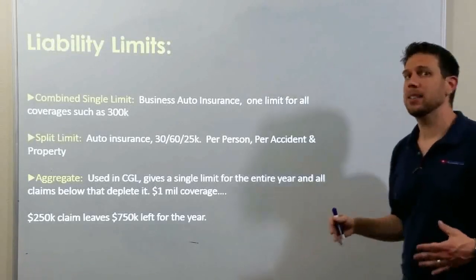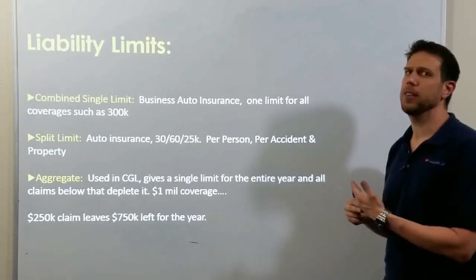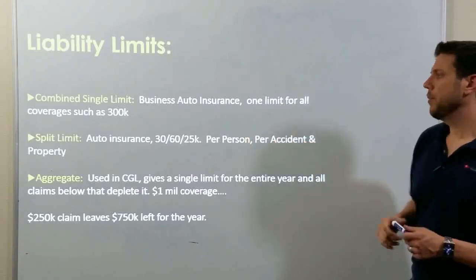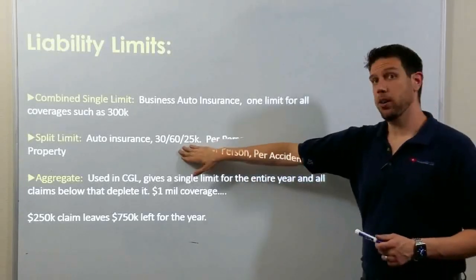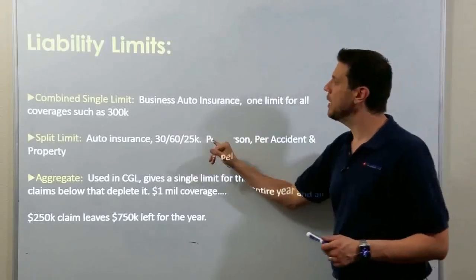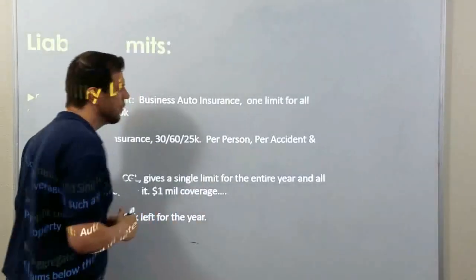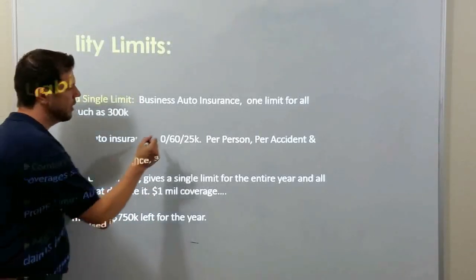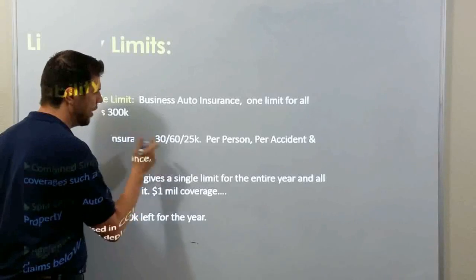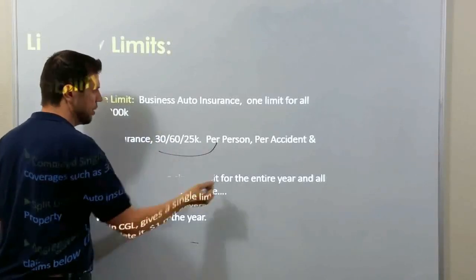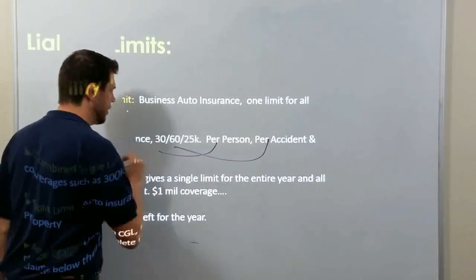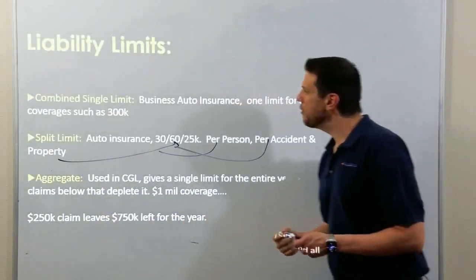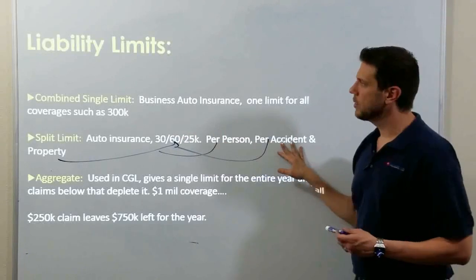Now, different policies have different ways of having limits. Split limit is most common in auto insurance. Split limit means you have different limits. The state minimum limit for auto insurance in Texas is 30, 60, 25. That means $30,000 per person, $60,000 per accident, $25,000 property damage. You have different limits for different things.